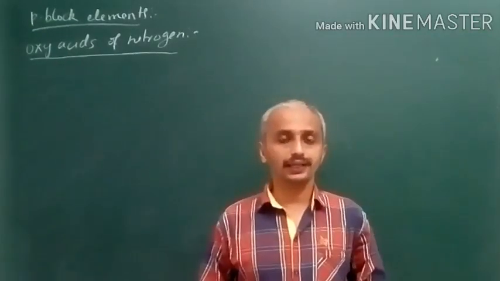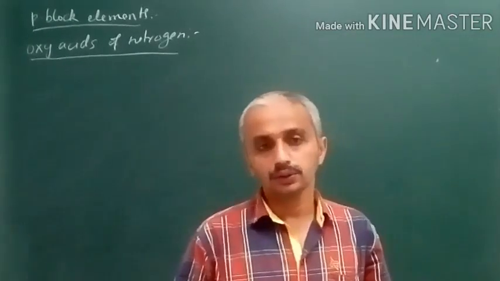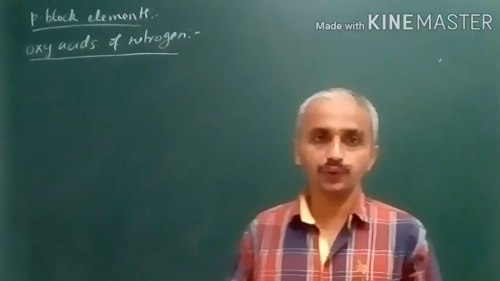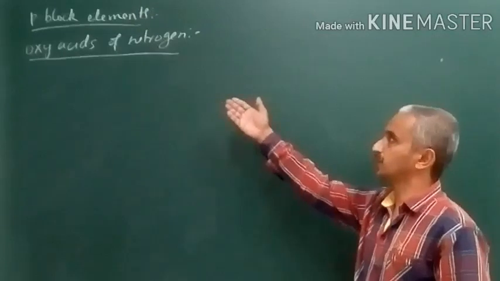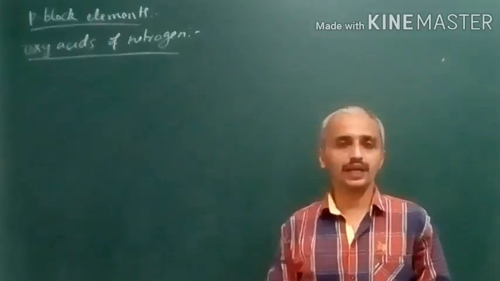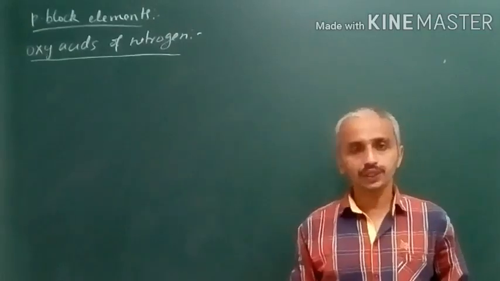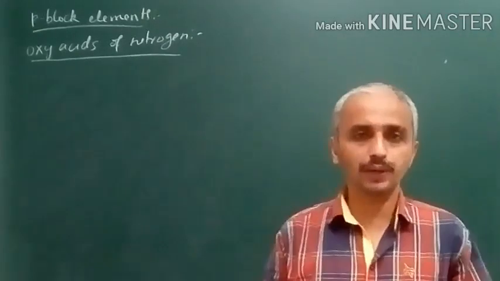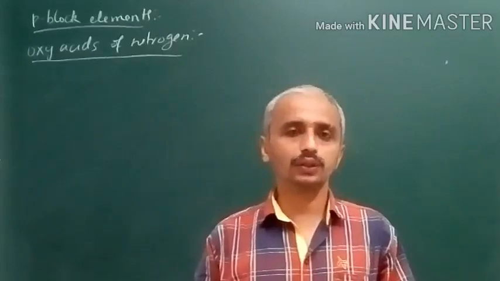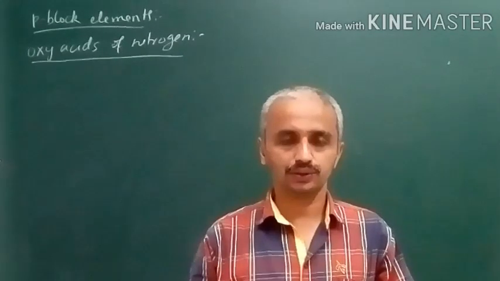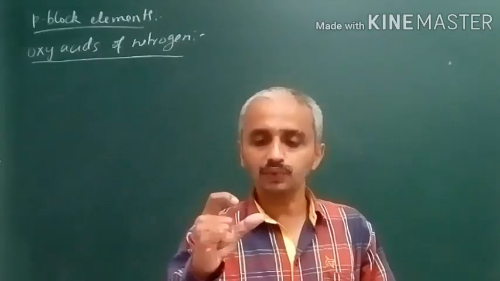In the previous video I discussed the oxides of nitrogen. In this video I am going to discuss the oxyacids of nitrogen. See, the group 15 elements like nitrogen or phosphorus form oxyacids. What may the meaning be?